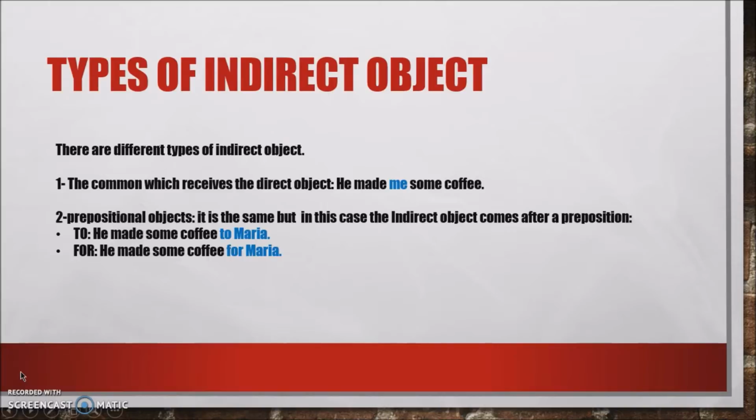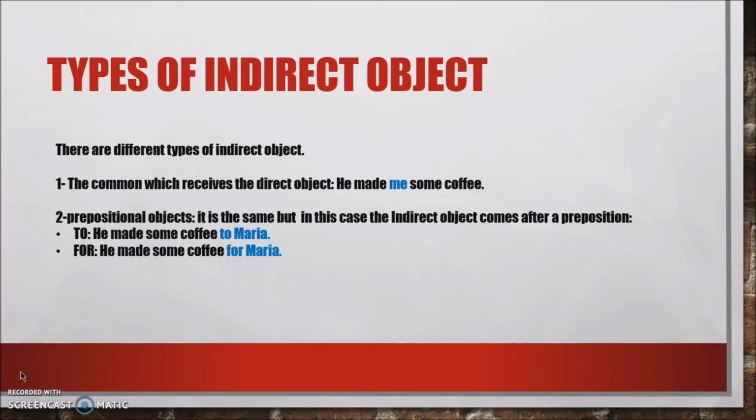Types of indirect object. There are different types of indirect object. The first one is the common one, which receives the direct object. For example, here: he made me some coffee. Here is the common way to represent the indirect object.